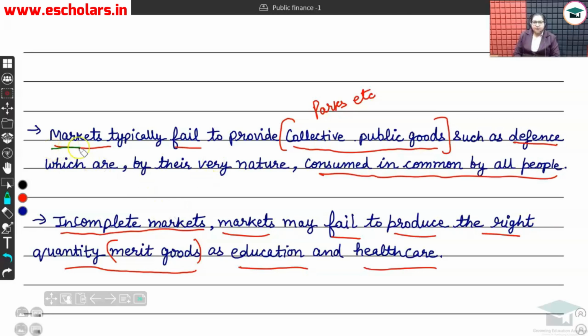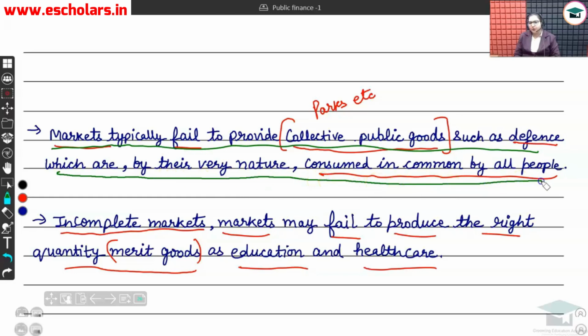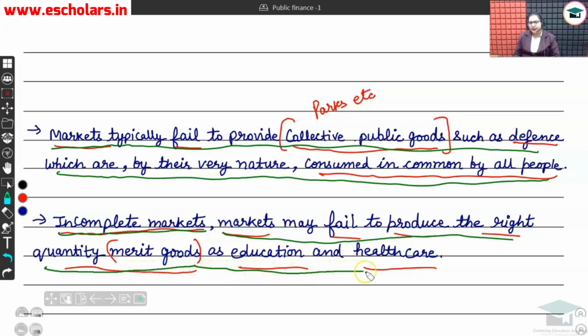So let's recall it. Markets typically fail to provide collective public goods such as defense, which are by their very nature consumed in common by all people. Also, incomplete markets, that is markets may fail to produce the right quantity of merit goods such as education and healthcare.